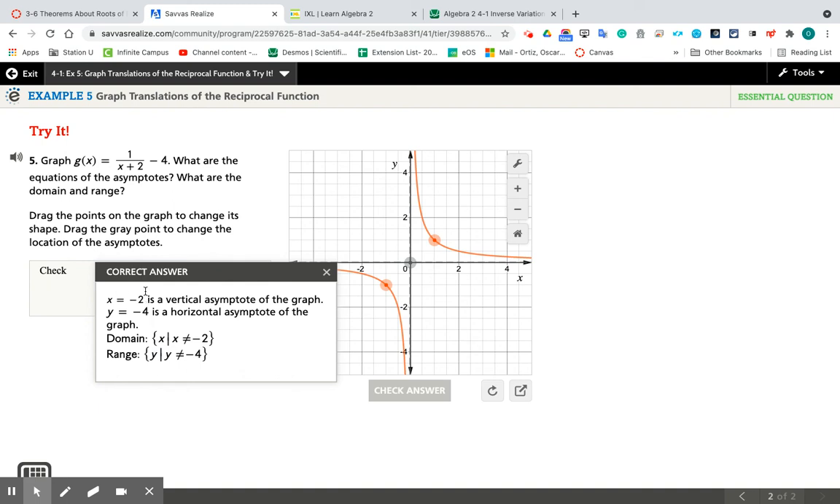So x equals -2, which is the number that makes this denominator 0, is a vertical asymptote. Also, that is the number that you have to exclude from the domain. So it could be any real number but -2. And the range will be like this: the number -4 will be excluded from the range. And also that'll be your horizontal asymptote.